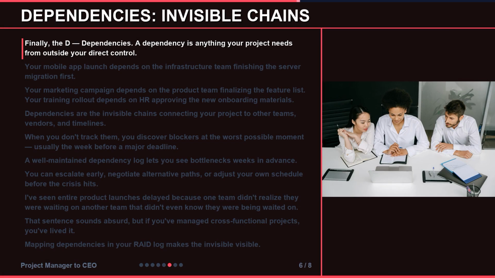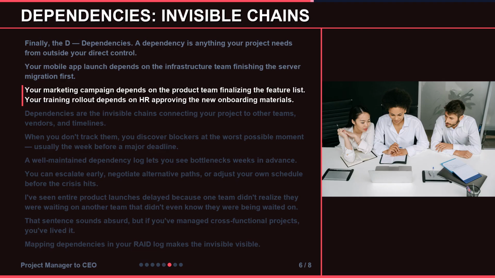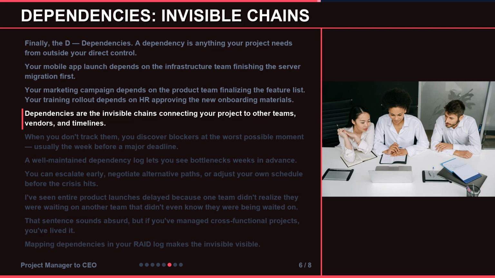Finally, the D, dependencies. A dependency is anything your project needs from outside your direct control. Your mobile app launch depends on the infrastructure team finishing the server migration first. Your marketing campaign depends on the product team finalizing the feature list. Your training rollout depends on HR approving the new onboarding materials. Dependencies are the invisible chains connecting your project to other teams, vendors, and timelines.